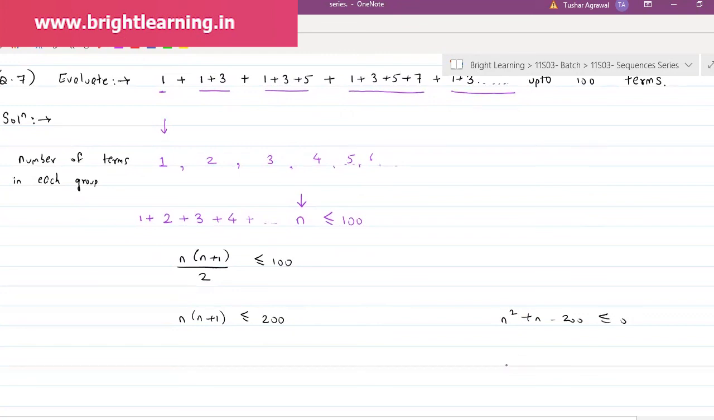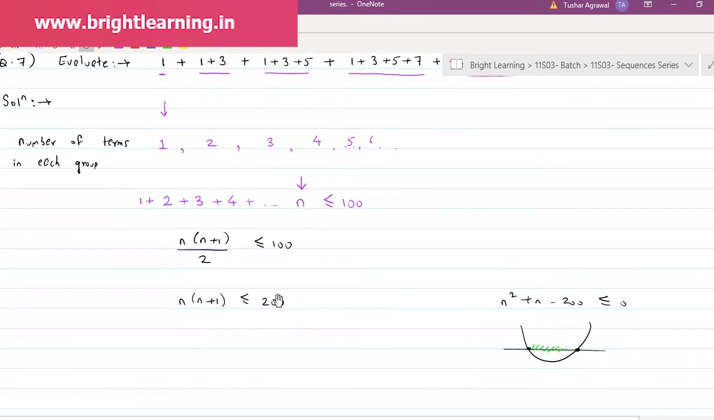The graph opens upwards with two different roots, so n should lie between these values, and the interval we are looking for is positive. But here there is no need to go into that much detail. 200 is a very small number, so you can just go by trial and error also.